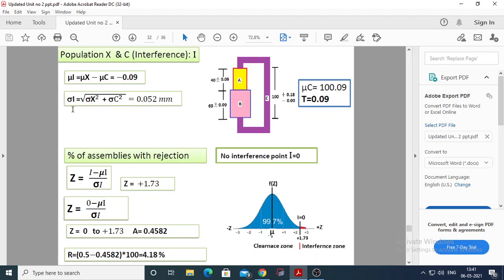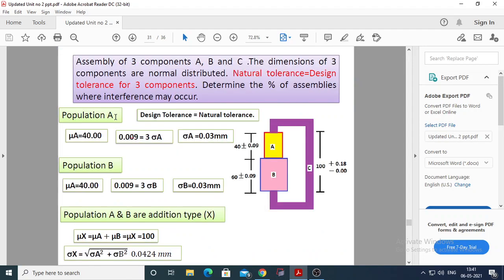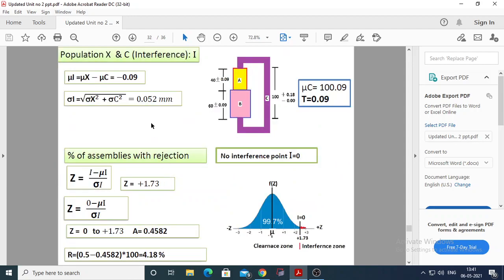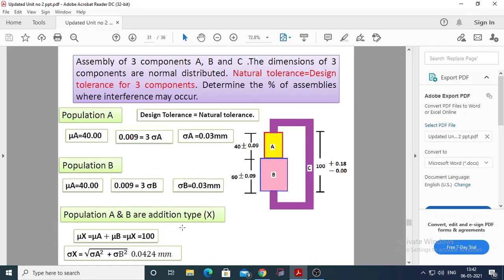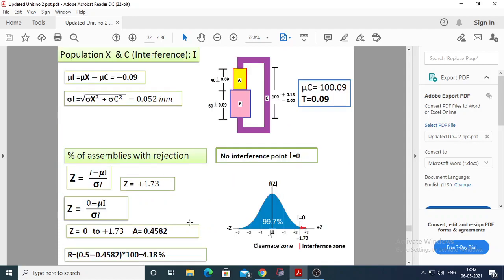In a similar way, you have to calculate the standard deviation of interference, which is the root of sigma X squared plus sigma C squared. Both values are known. Sigma X we have already calculated as 0.0424, and for sigma C, use the same condition: tolerance is equal to 3 sigma. Put the two values in that equation, and you will get 0.052 mm.